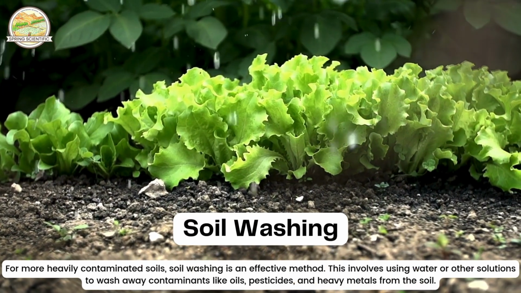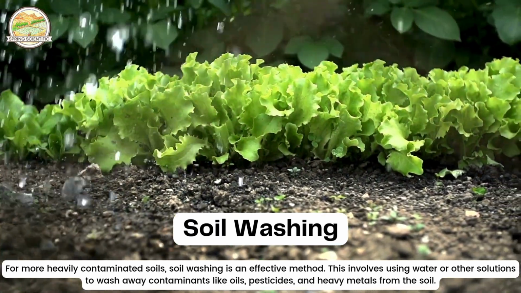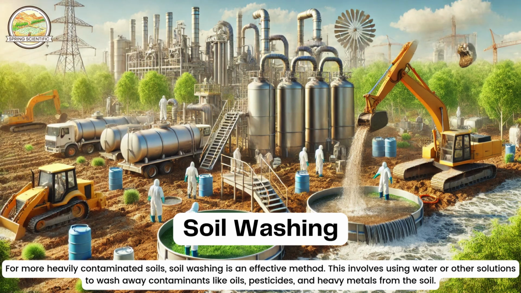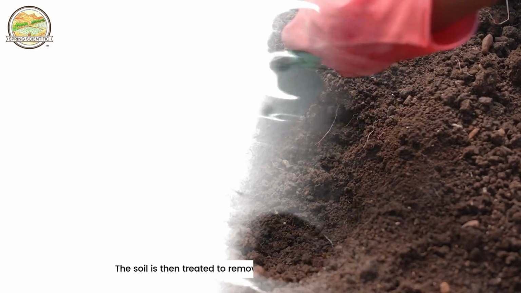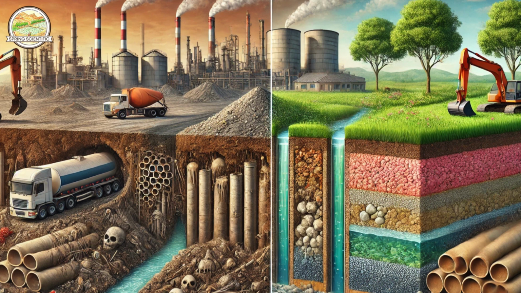3. Soil washing. For more heavily contaminated soils, soil washing is an effective method. This involves using water or other solutions to wash away contaminants like oils, pesticides, and heavy metals from the soil. The soil is then treated to remove any remaining toxic substances.